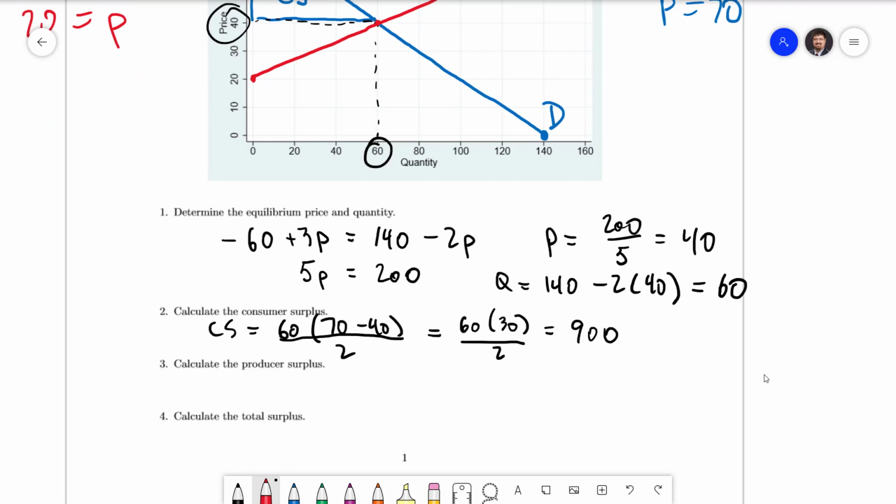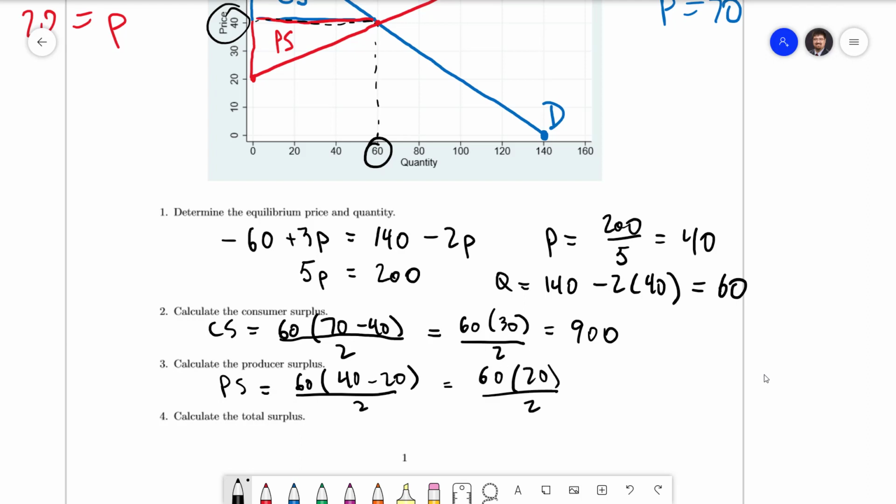Next, we'll calculate the producer surplus, which is the triangle above the supply curve and below the price. So it's going to be this one right here. Again, this is a triangle, so we have a base of 60, a height of 40 minus 20. Divide that by 2. We get 60 times 20 over 2, which is going to be 600.